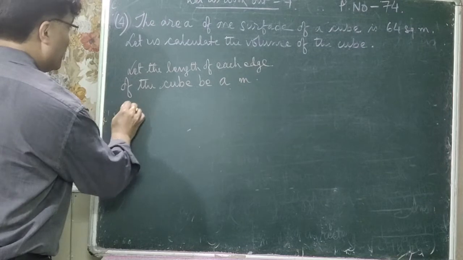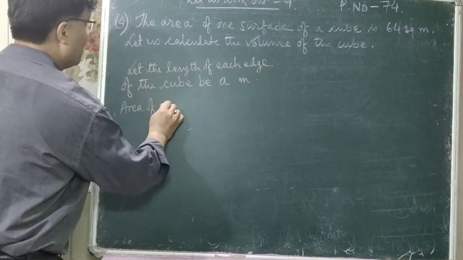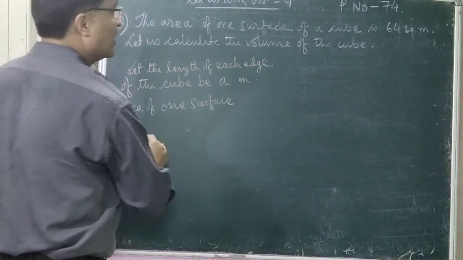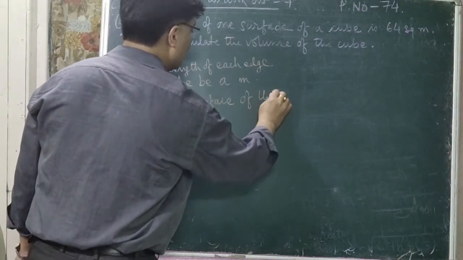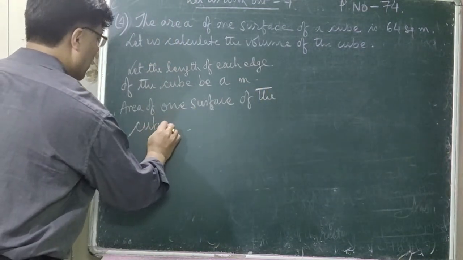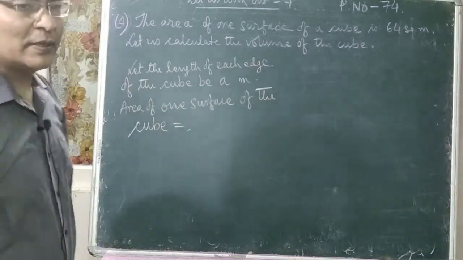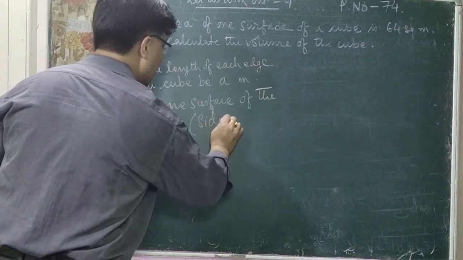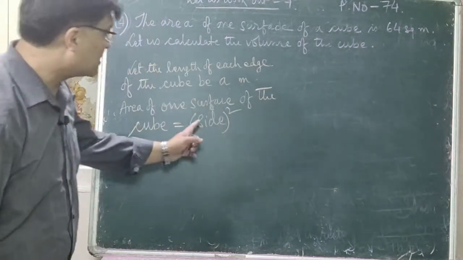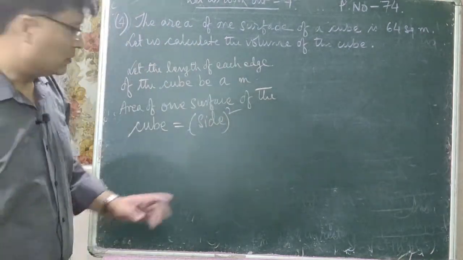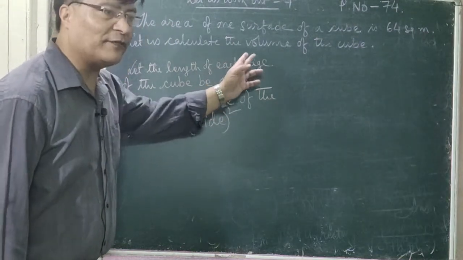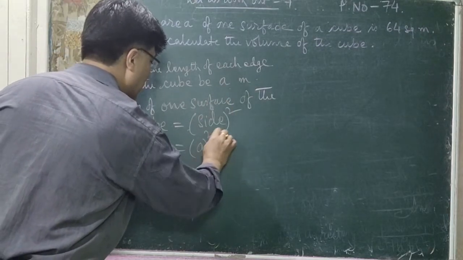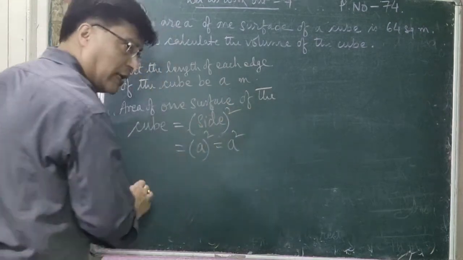So now therefore area of one surface of the cube, area of one surface of the cube भनेको नि के भयो? Area of a square भइगयो. What is the formula? That is your side whole square. यो साइड भनेको नै एज हो. यो साइड भनेको नै लेन्थ अफ इच एज, which is equal to के सपोज भयो? a. This is your a whole square, which is equal to a square.